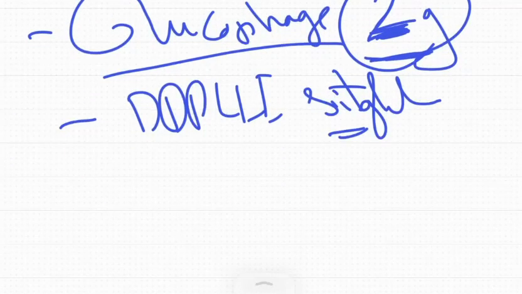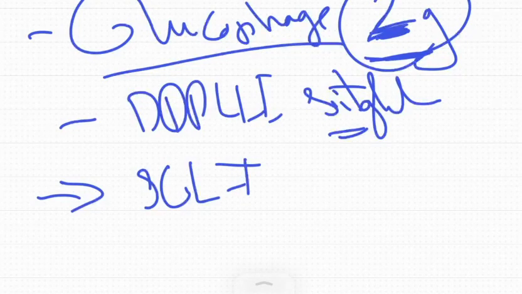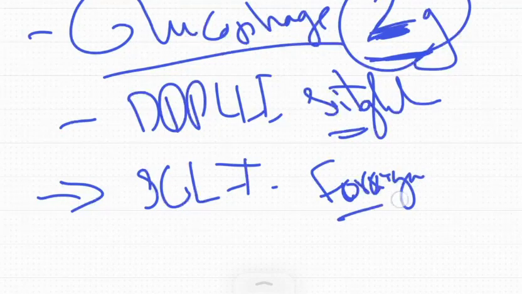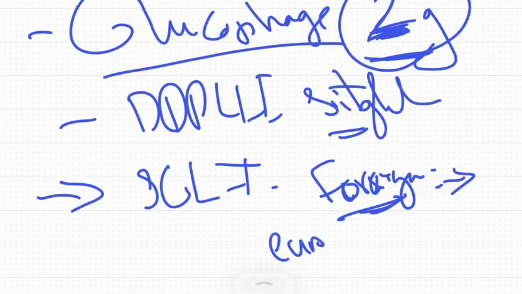Other oral hypoglycemic agents: we can use the sodium glucose cotransporter 2 inhibitor, like Forxiga. This can be used, but with caution, especially as the patient may develop euglycemic ketoacidosis. So this can be used, but with caution and only on special indication.